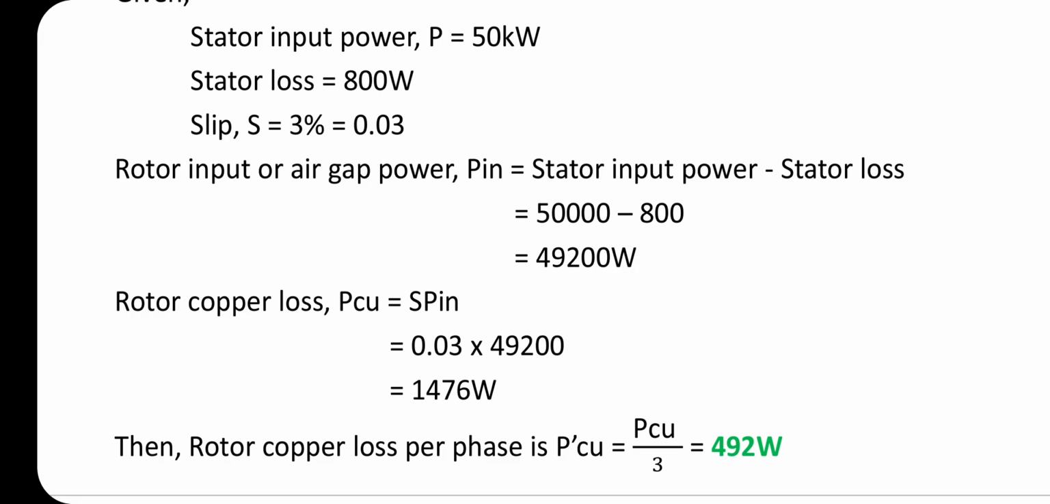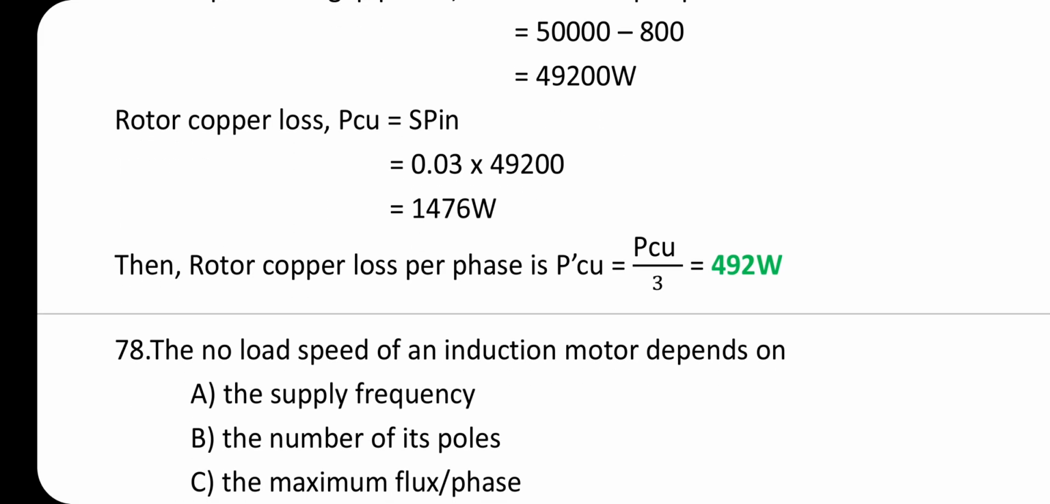Therefore, rotor copper loss PCU equals S into Pin. In the question they gave slip S equal to 0.03, into Pin equal to 49200. After substituting these two values, we get rotor copper loss equal to 1476 watt. Then rotor copper loss per phase is PCU divided by 3, since in the question they gave it is a 3 phase. Therefore per phase equals PCU divided by 3. 1476 divided by 3, we get an answer of 492 watt.